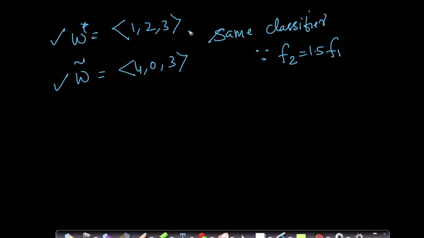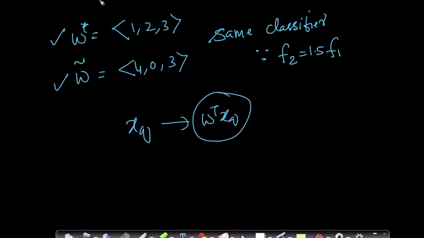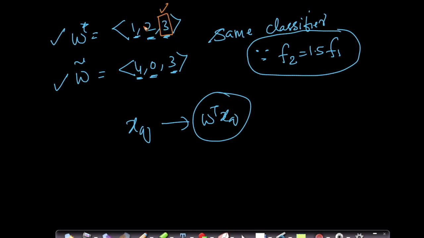Both these classifiers give me the same result. Given any xq, they will return the same value for both of them because of this relationship, right? Which means if features are collinear, my weights can change arbitrarily. By looking at the first, I can say that my third feature is the most important feature. But by looking at this, I have to declare that my first feature is the most important feature and my second feature is literally useless.